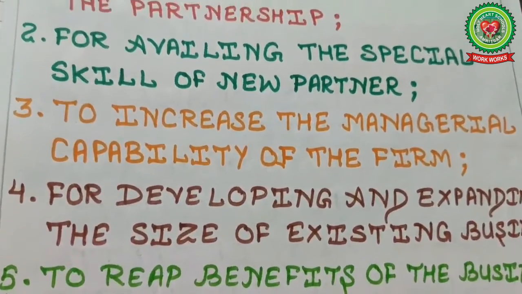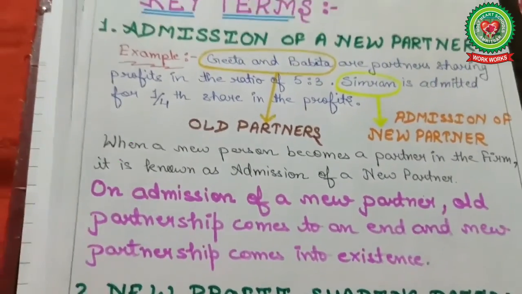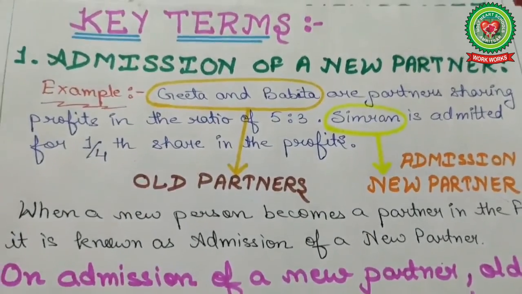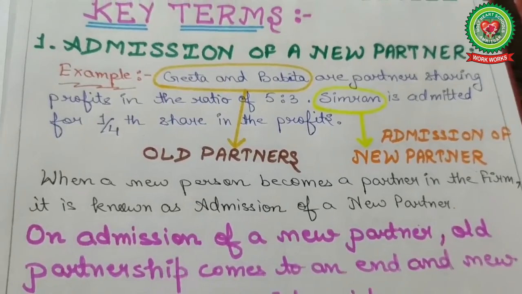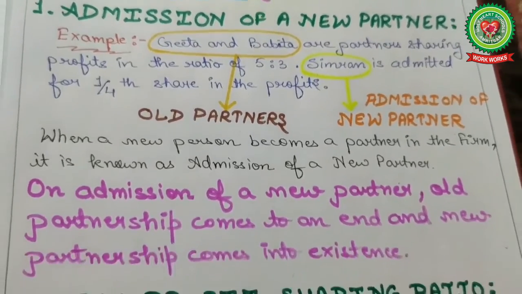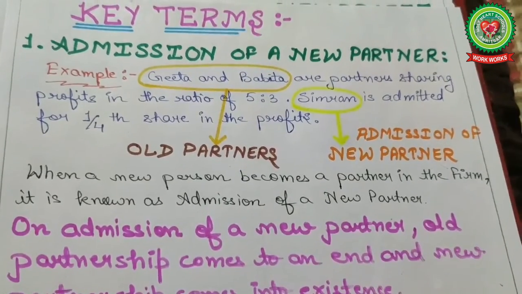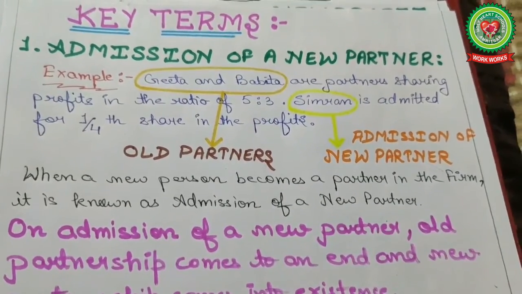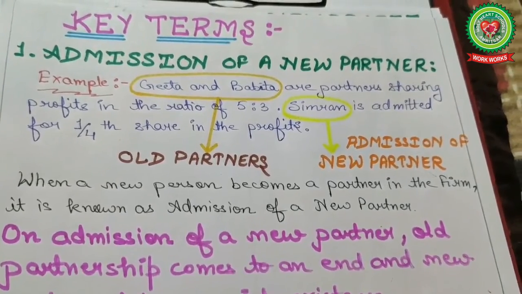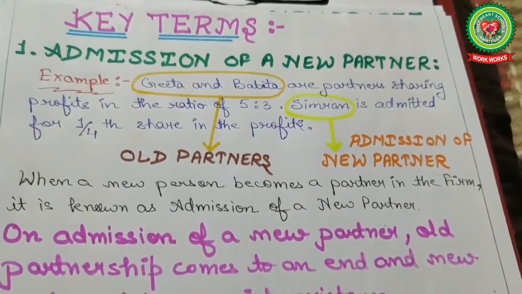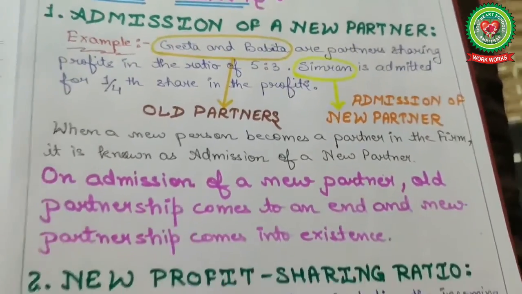After this, I already discussed some key terms which I'm also going to use today. Number one, admission of a partner. When a person becomes a partner in the firm, it is known as admission of a partner. In case of admission of a partner, your old partnership deed comes to an end and a new partnership starts along with the new partner. But your partnership firm does not come to an end.